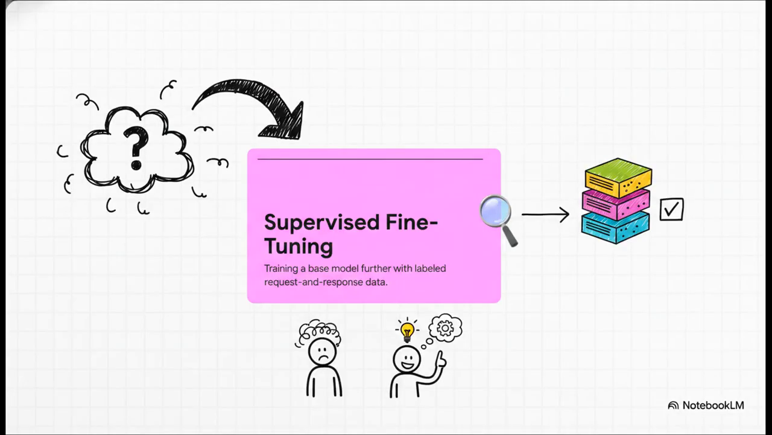Now that second stage, supervised fine-tuning, is really the secret sauce here. See, a model that has only gone through pre-training might just randomly predict the next word without actually answering your prompt. Fine-tuning takes that raw base model and trains it further with high-quality labeled request and response data. This is exactly what bridges the gap between a model that simply knows a language and a model that can perform specific, useful tasks for you.